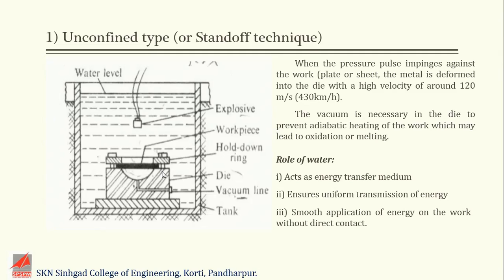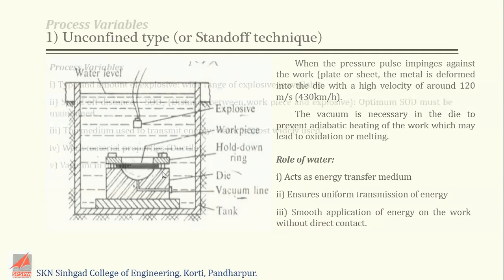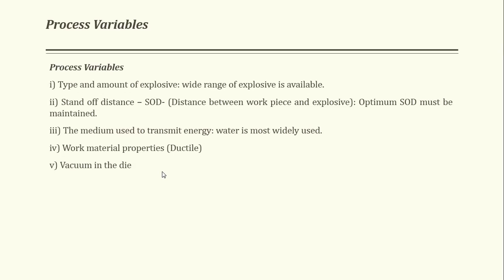This is the unconfined type, or standoff distance type. Now we will see the process variables in this unconfined type. Type and amount of explosive: a wide range of explosives is available. We have to select a proper explosive with its quantity, that is, the type and amount of explosive.